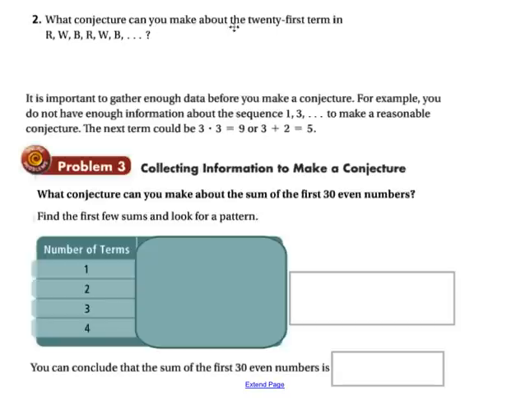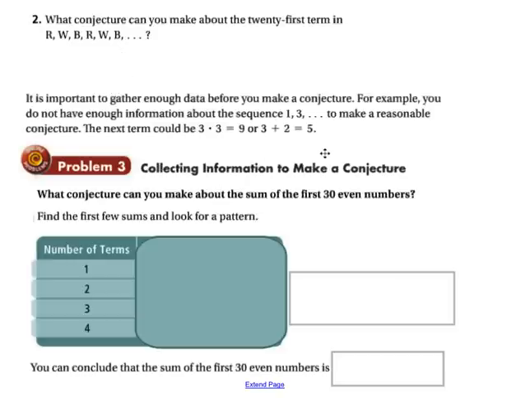What conjecture can you make about the 21st term in this pattern? RWB, RWB, and it just continues to repeat like that. Well, the 21st term, if we look at that, every third term is a B. And since 21 is divisible by 3, we could conclude that the 21st term should be the letter B.